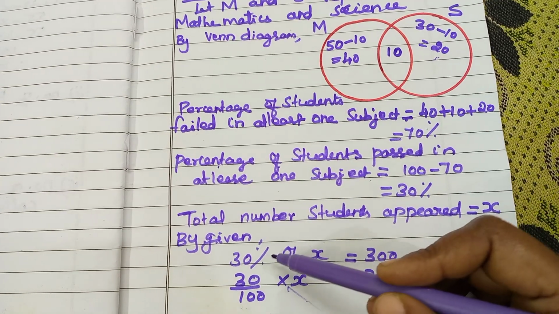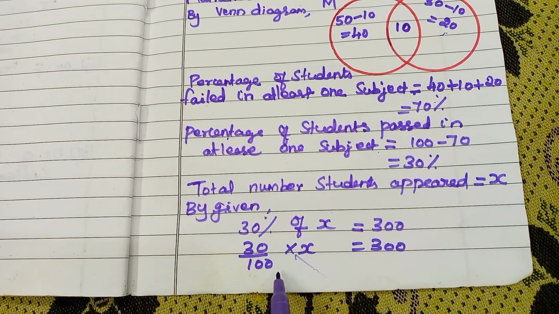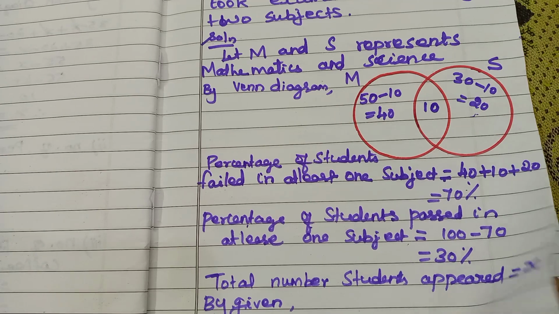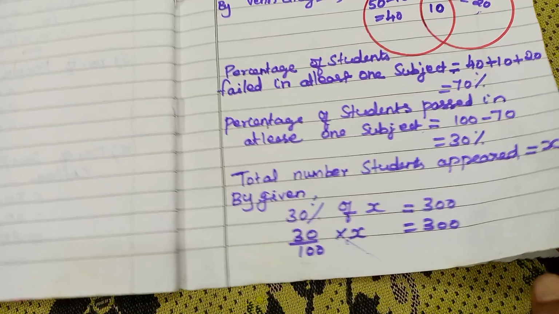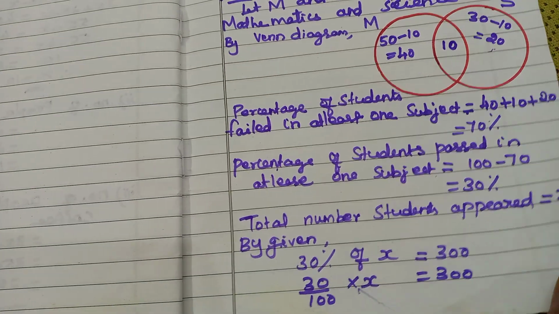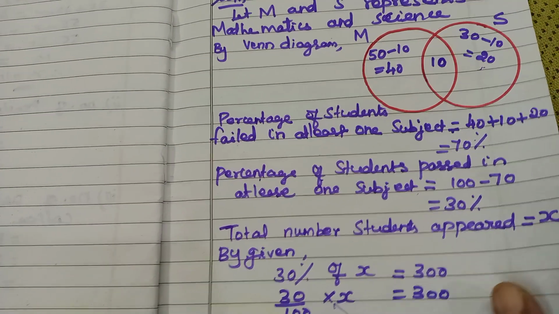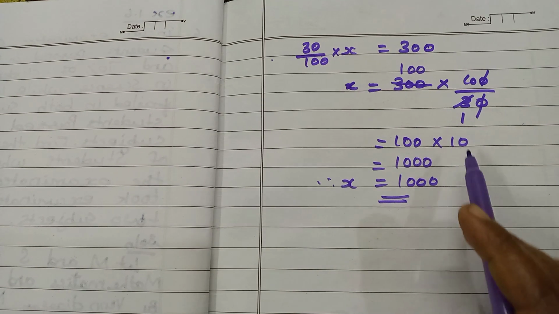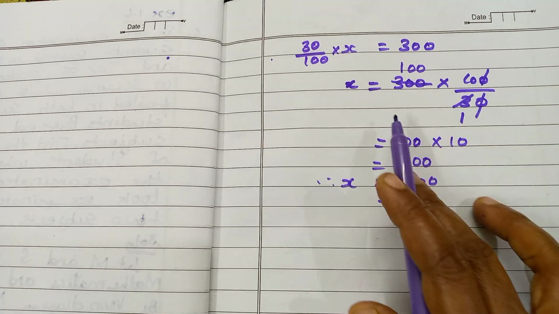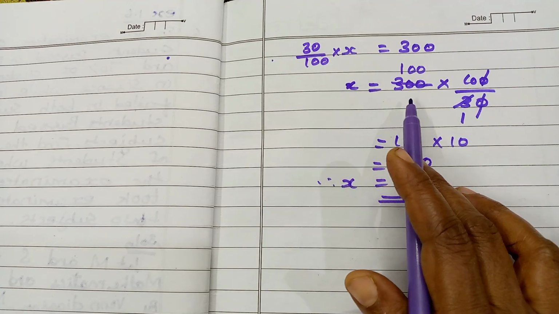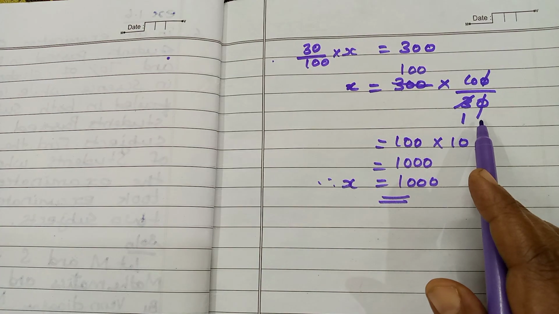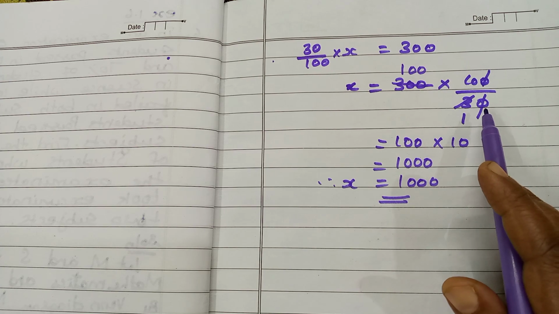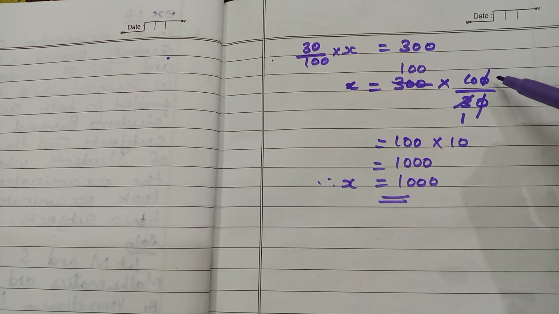30% means 30 by 100, and of means into. So 30 by 100 into X is equal to 300. Now we have to find X, the total number of students appeared. For that, from here X is equal to 300, and taking this 30 by 100 to this side it becomes 100 by 30. Now the zeros can be cancelled, so let us cancel them.